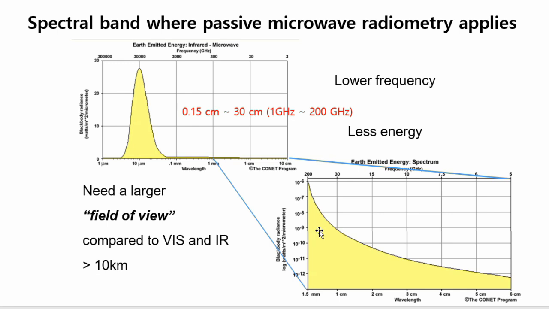So the signal received at the radiometer antenna is extremely weak, so a relatively large antenna beam width is required to collect enough energy to yield a detectable signal. Like I said several times in this session, passive microwave radiometers are usually characterized by low spatial resolutions because of this spectral property.